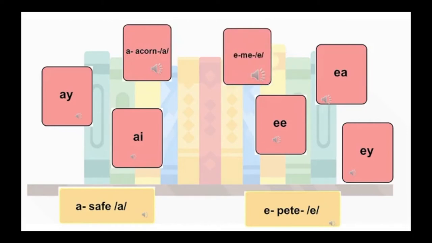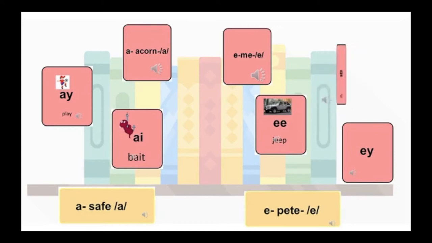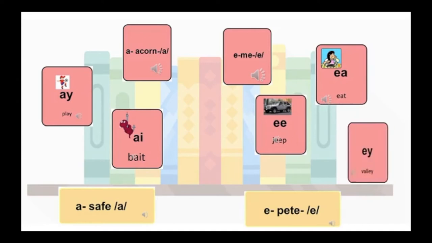Now we're going to be working on our new sounds, and as a reminder, we have our sounds for long A, like A, acorn, A, and A, safe, A. We also now have AY, play, A, as well as AI, bait, A. And for E, we have our new sounds that make the long E. These are EE, jeep, E. EA, eat, E. And EY, valley, E.